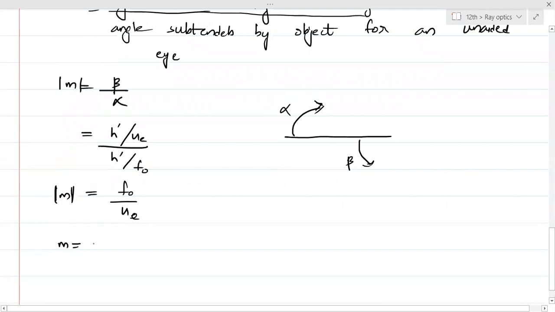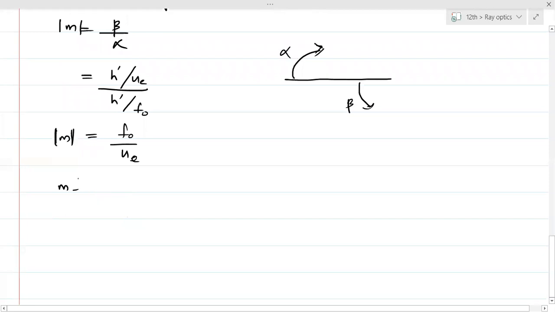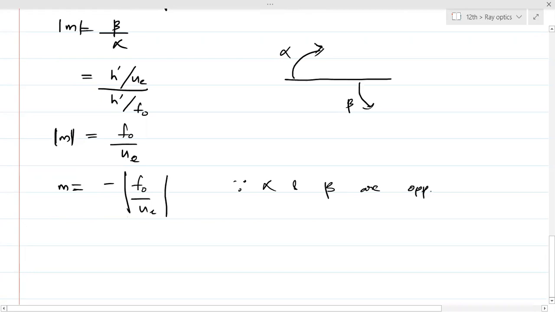So m is equal to minus f naught upon mod of UE. Okay? Or else, for us to be more particular, m is equal to minus of f naught upon UE का mod. मतलब वो negative होगा, it will be negative. ठीक है? Clear? Because alpha and beta are opposite. Got it? Yes.